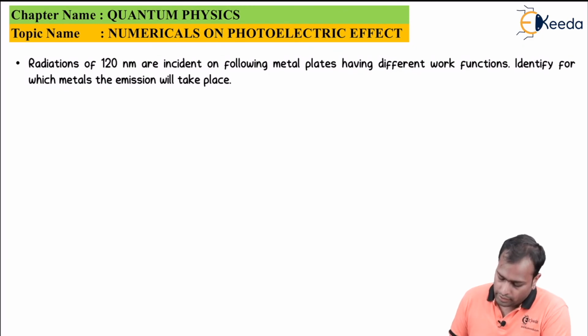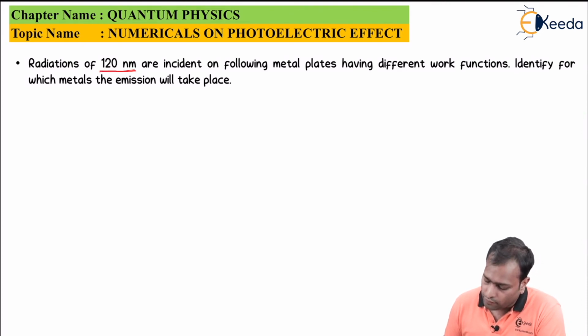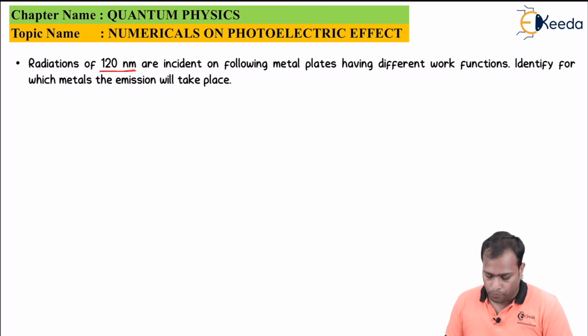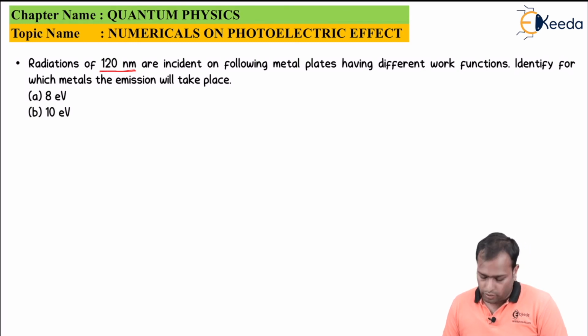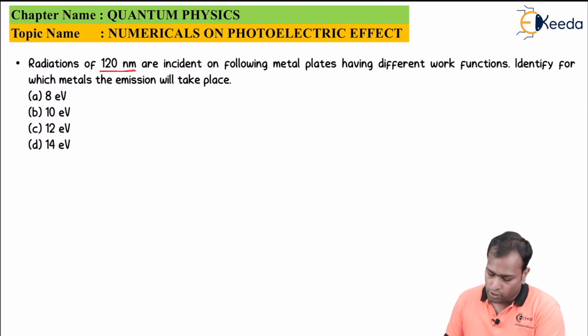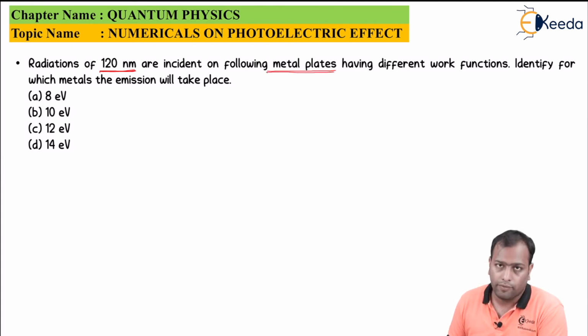Here the question reads, radiations of 120 nanometer, make a note, it is 120 nanometer, are incident on the following metal plates having different work functions. Identify for which metals the emission will take place. So here we are given 8 electron volt, 10 electron volt, 12 electron volt, and D, 14 electron volt. So the question stands very simple. You have radiations of 120 nanometer being incident on a metal plate for which the work functions are mentioned, and we need to find out for which metals the emission will take place.